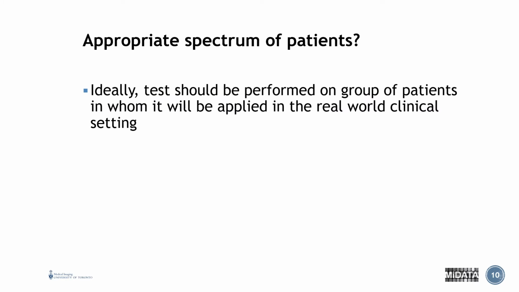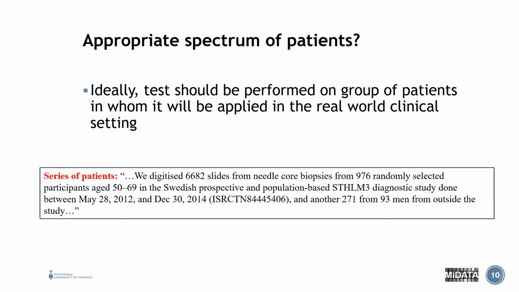So what do you mean by appropriate spectrum of patients? Ideally, tests should be performed on a group of patients in whom it will be applied in the real-world clinical setting. And of course, this points towards the challenges of generalizability of your findings to the population of interest. Now, in this case, they certainly did a good job, but the only thing you could say is that most of, if not all of their subjects were most probably Caucasian, because this was a Swedish prospective study. So in this case, ethnicity would not have been studied.